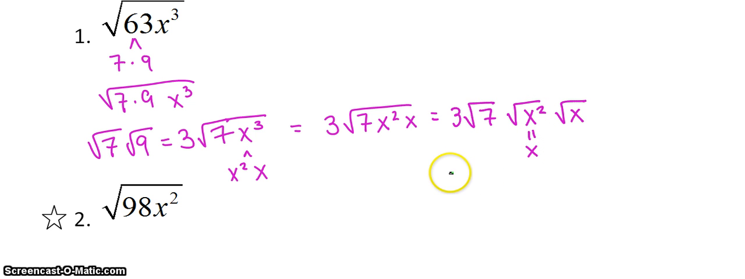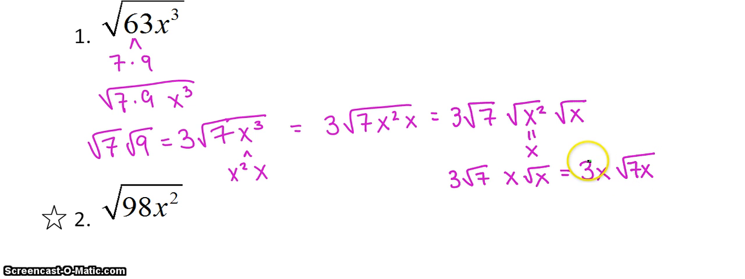So what I have left here is 3 root 7 and x root x. Now this isn't proper notation. General rule of thumb, whatever has been simplified goes on the outside, so the 3 and x have been simplified, and whatever's left over stays under one radical. So that would be my final answer.